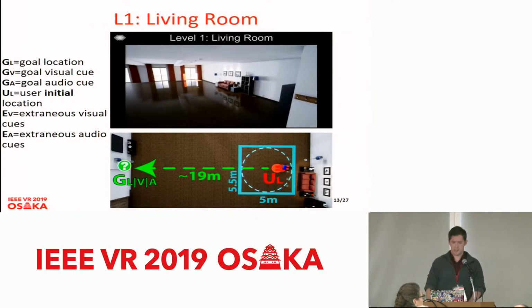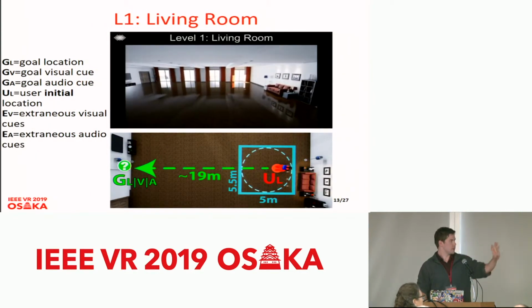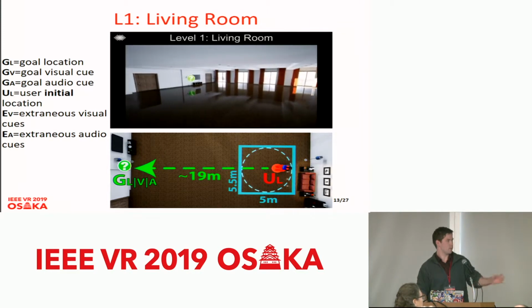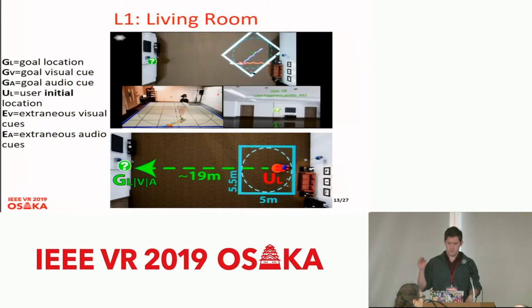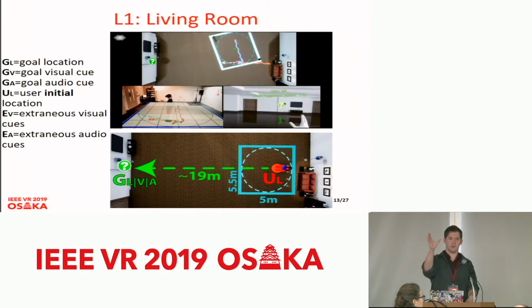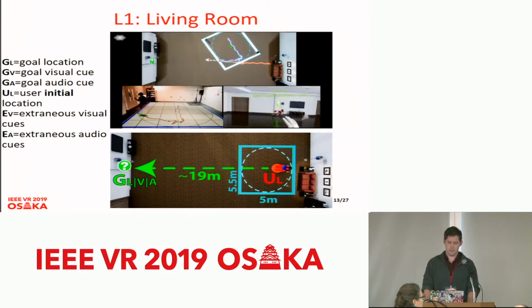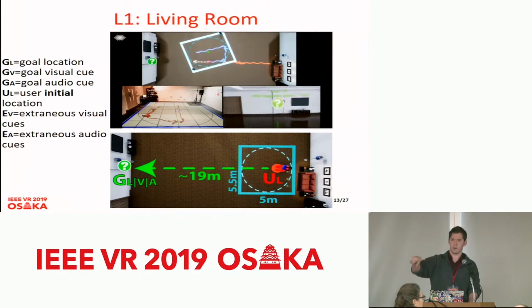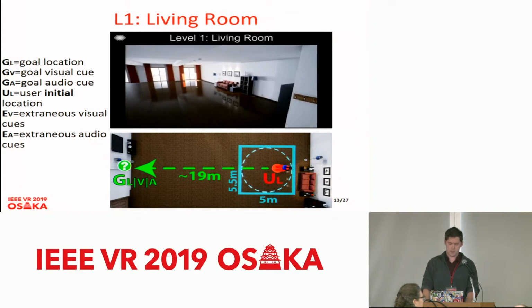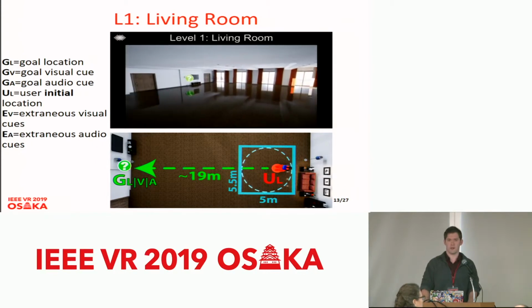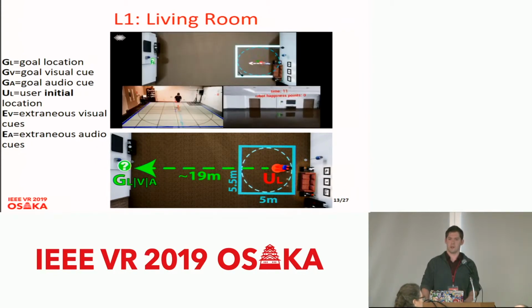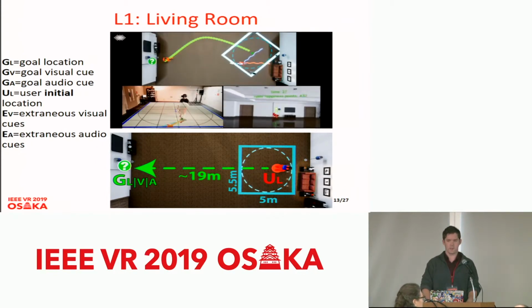So our first level is a living room. On the left, you can see a legend that tells you what each of the variables in our figures mean. And in this study, the user walks from one side of this living room to the other, and they're approaching a big green question mark goal. And the only dynamic audio and visual sources are the goal itself and the distractor, and there's a reverberation filter applied. So it's a very, very simple scene.